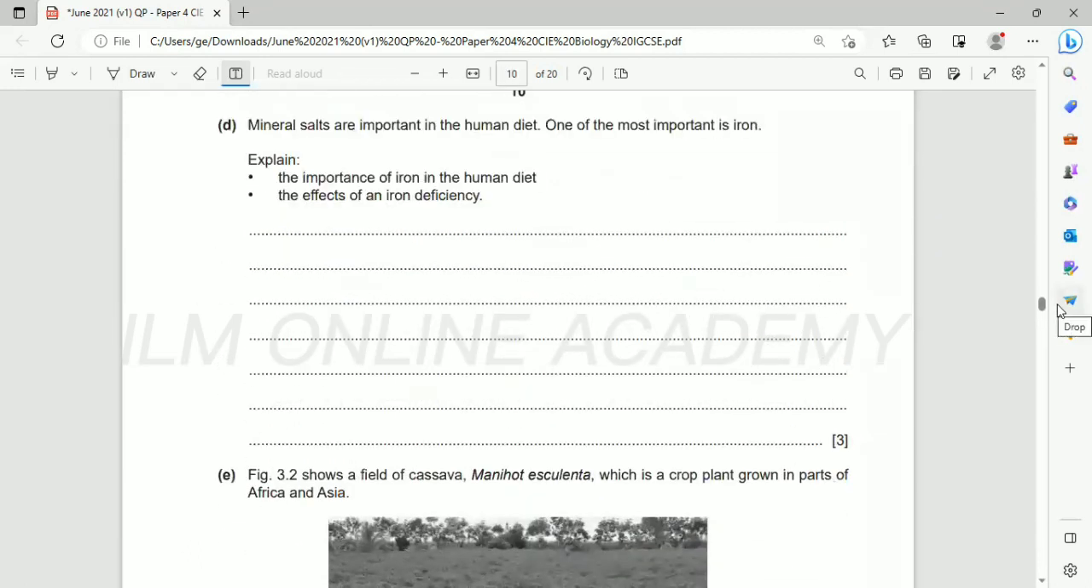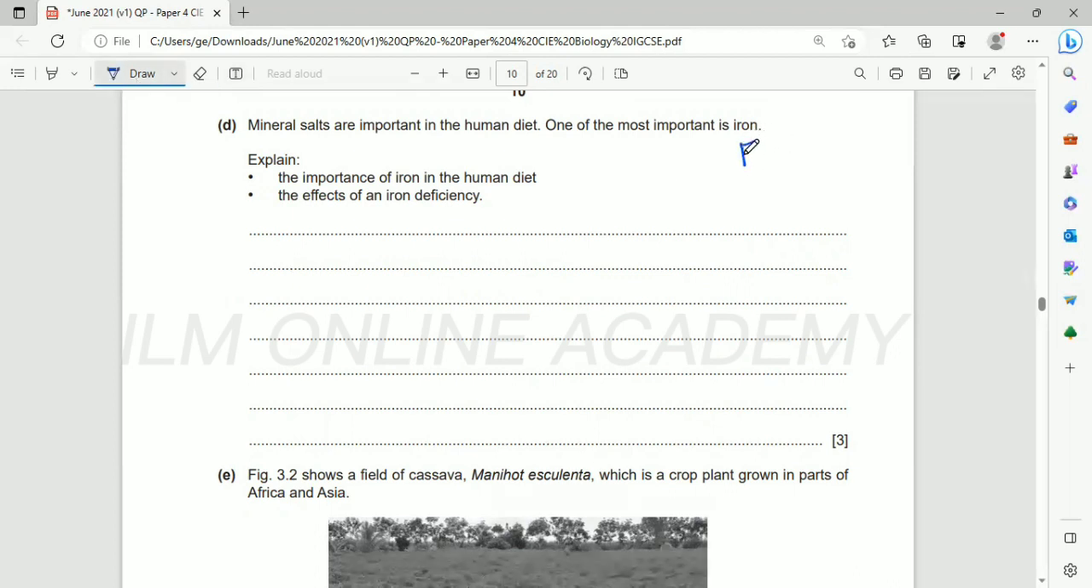Then mineral salts are important in the human diet. One of the most important is iron. Explain the importance of iron in the human diet, the effects of iron deficiency. Now, when we talk about iron, iron is a mineral which is involved in the formation of the heme portion of the hemoglobin of blood.